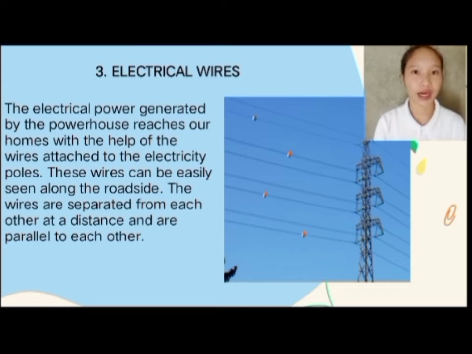Next, electrical wires. Electrical power generated by the powerhouse reaches our home with the help of the wires attached to the electricity poles. These wires can be easily seen along the roadside. The wires are separated from each other at a distance.